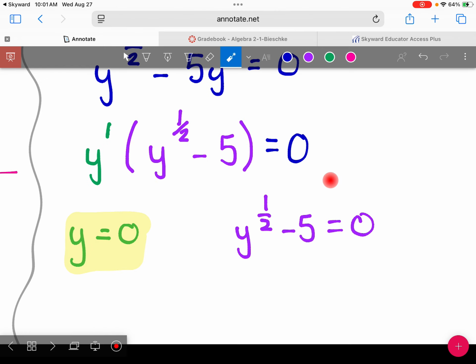What do we need to do to this one to get to our actual solution? Add 5 on both sides. So we're going to have y to the 1/2 equals 5. How do I get rid of that power of 1/2? If it was 1/2 y, we'd multiply by 2 on both sides. Absolutely true, but that is a power of 1/2.